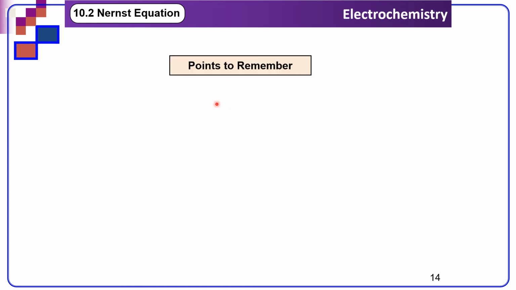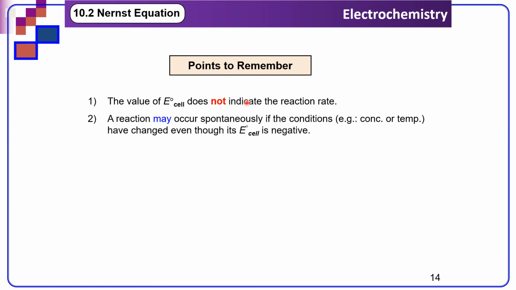Point to remember. Number 1, the value of E0 cell does not indicate the reaction rate. Number 2, a reaction may occur spontaneously if the condition, maybe concentration or temperature, has changed, even though its E0 cell is negative.